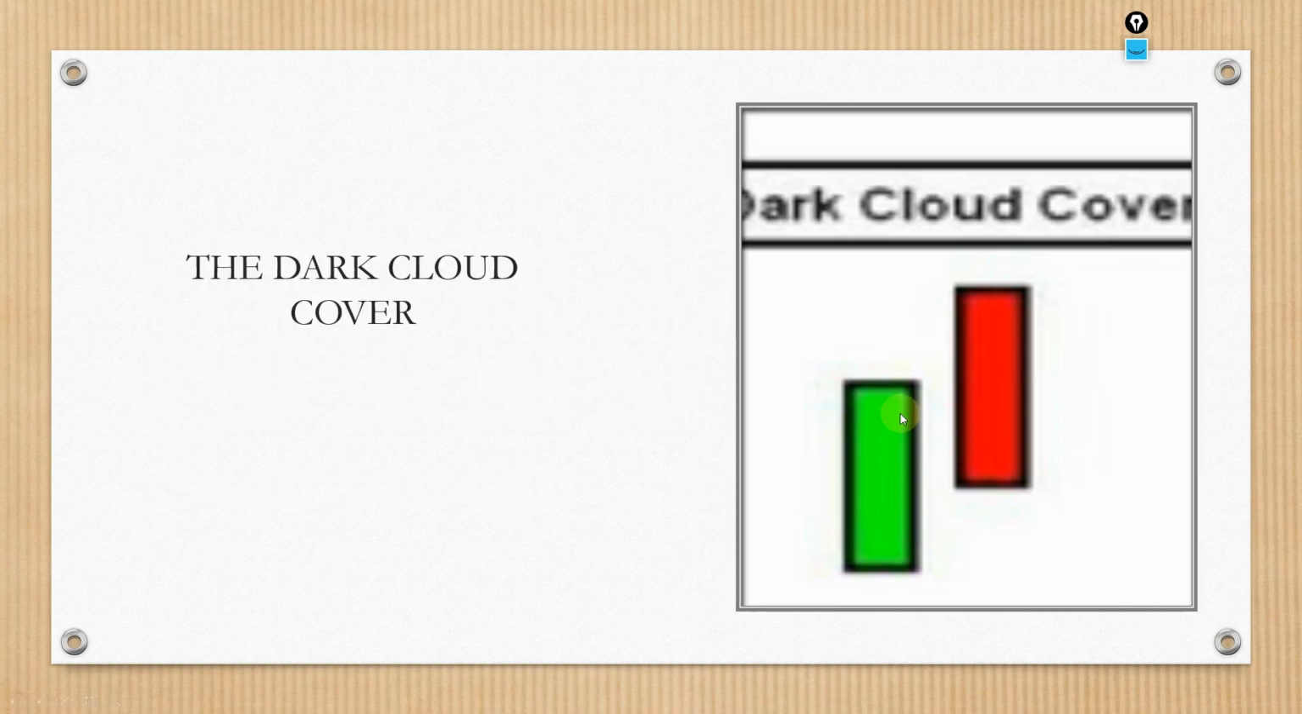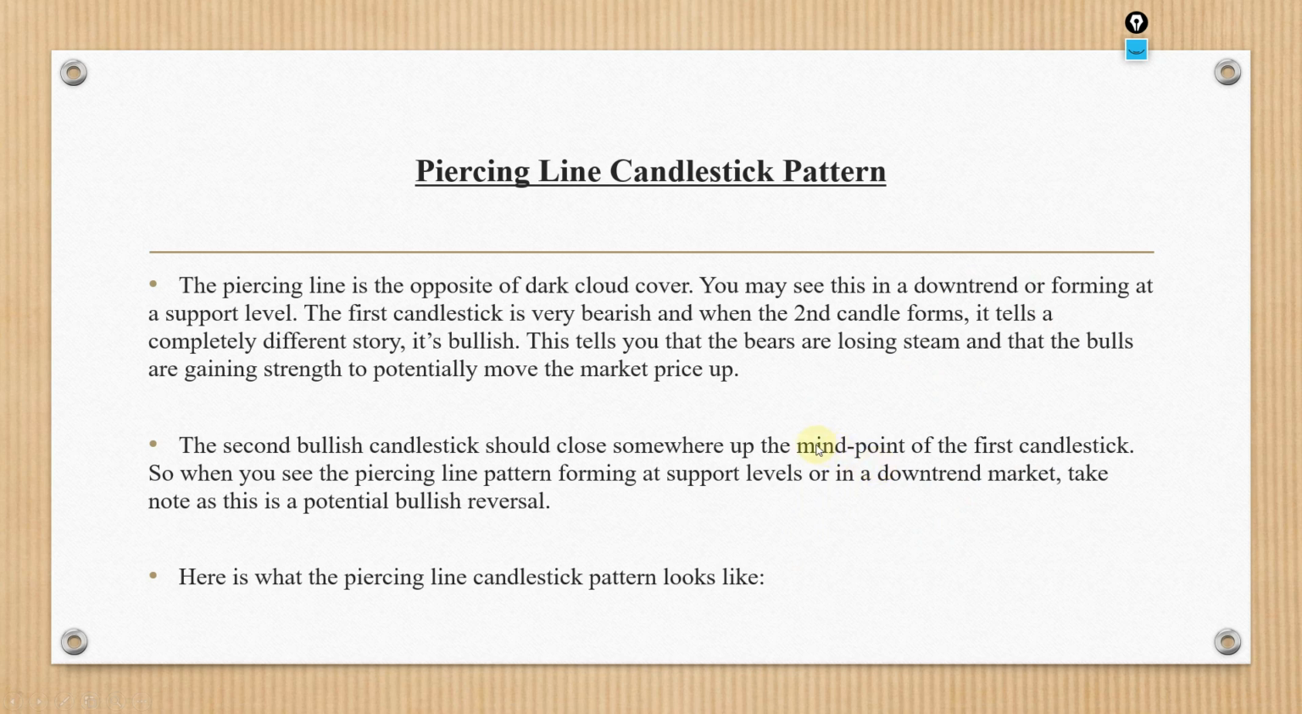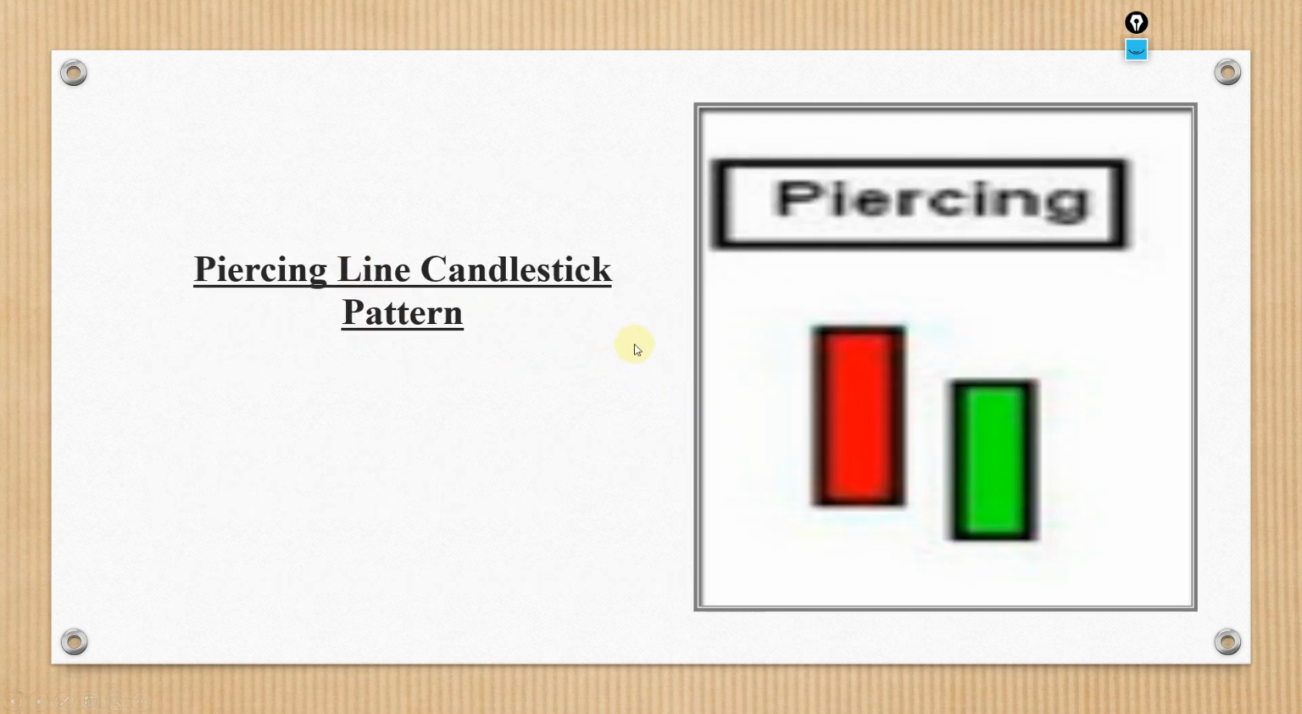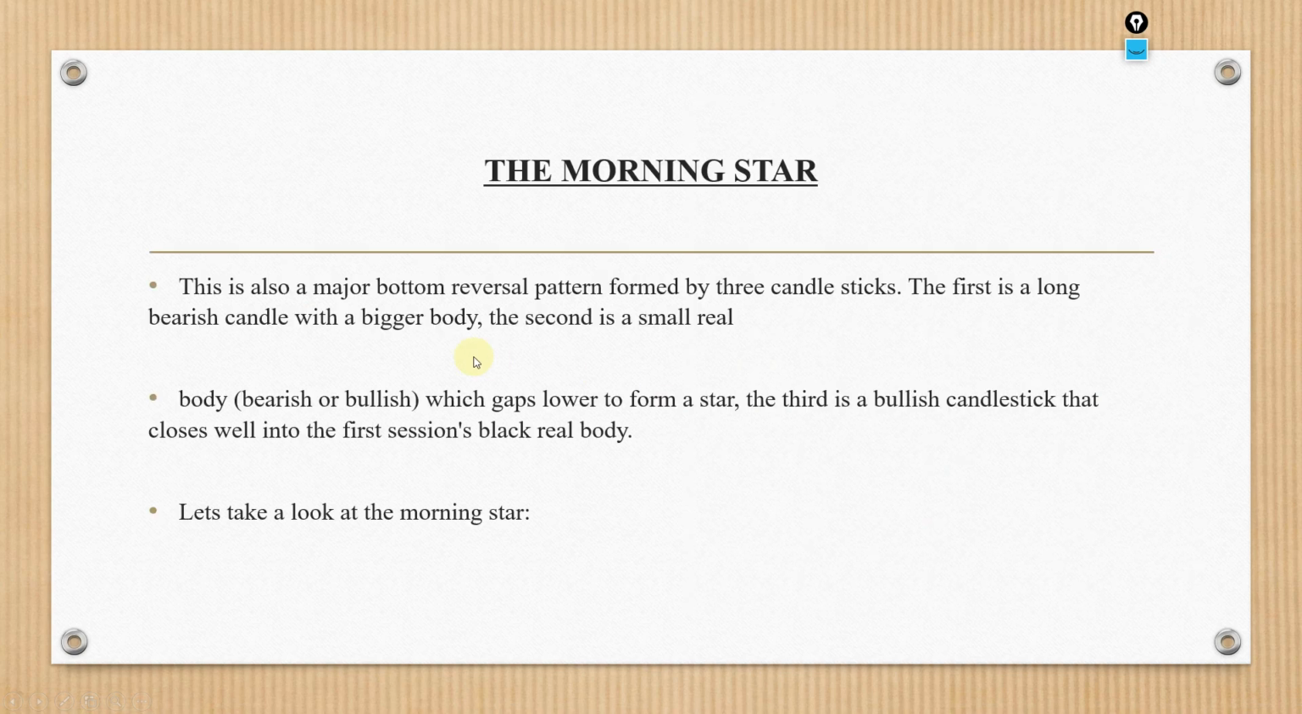Dark cloud cover. This is what they look like. Of course, they are all reversal candlesticks. Piercing line, it looks like that, and of course they are reversal candlesticks.